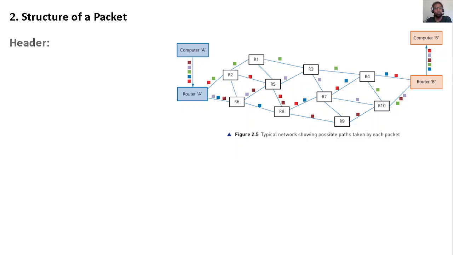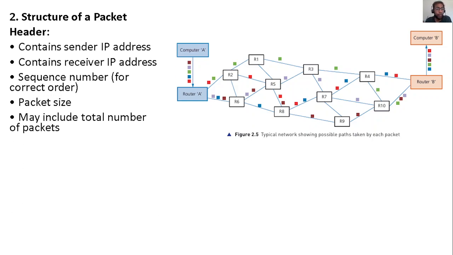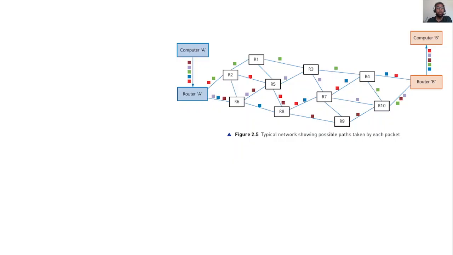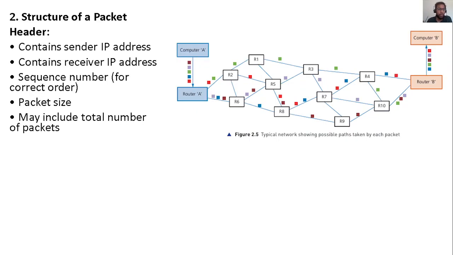Let's see the structure of a packet. First is the structure of a packet. When we divide our data into different packets, every packet has the same structure, but they have different actual data. It has three parts: the header, the payload, and the trailer. Let's see what the header part is. The header contains the sender's IP address, the receiver's IP address, and the sequence number of the packet, for the correct order.